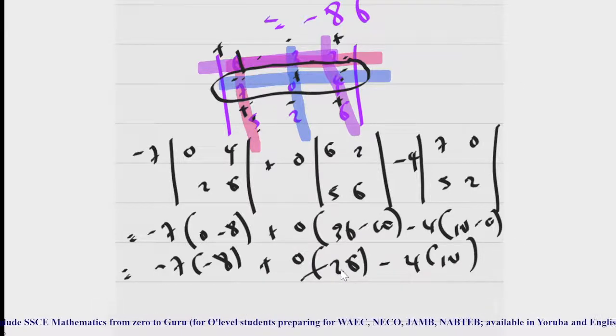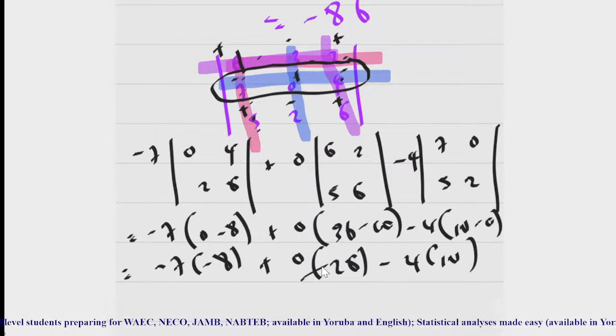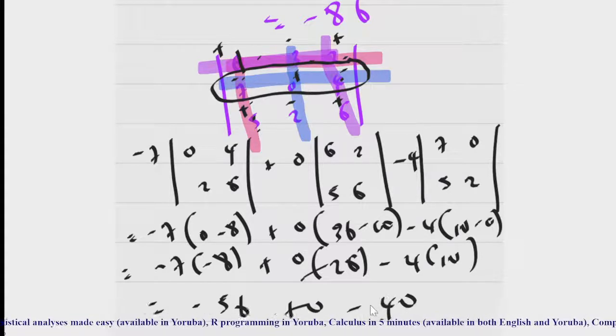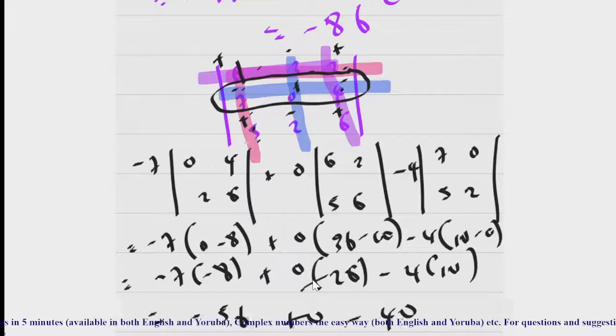You see the advantage of taking the row or column where at least one of the elements is 0. Even if the cofactor is 3,000, you are going to have 0 at the end of the day. So then this is going to give me minus 56 plus 0 minus 40. Then it means I made a mistake somewhere. Sorry about that. So let us take it again.